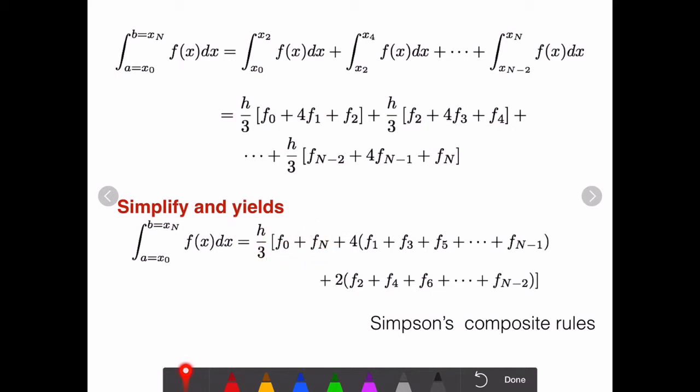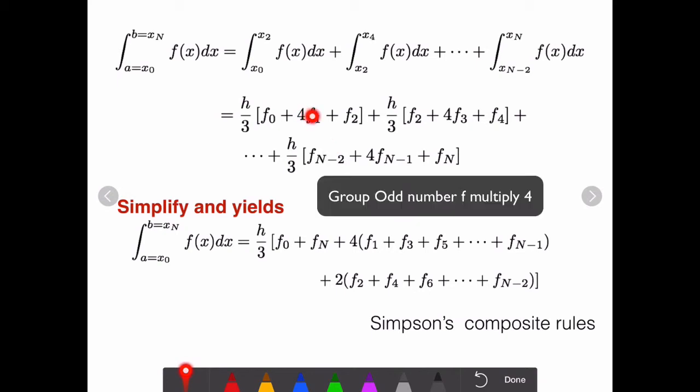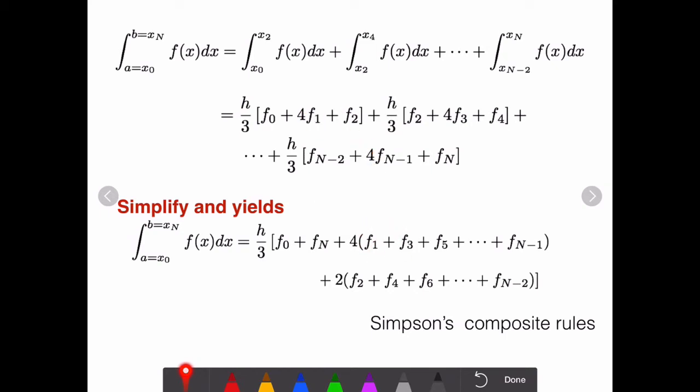And then next, I take a look at f1, and then f3, and then the next term will be f5, and so on. So I noticed that there will be the odd-numbered f's here. So I will group the odd numbers here with the coefficient 4 multiplication, because this is 4 f1, 4 f3, and then later you have f5, and so on.